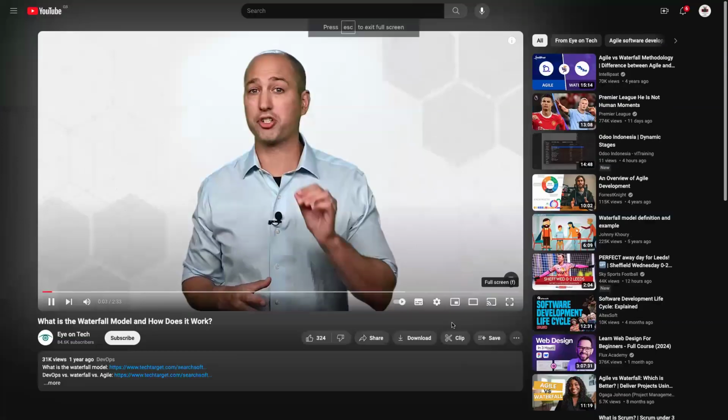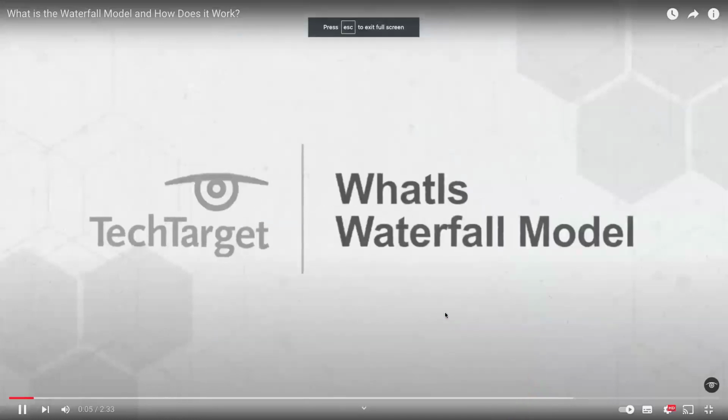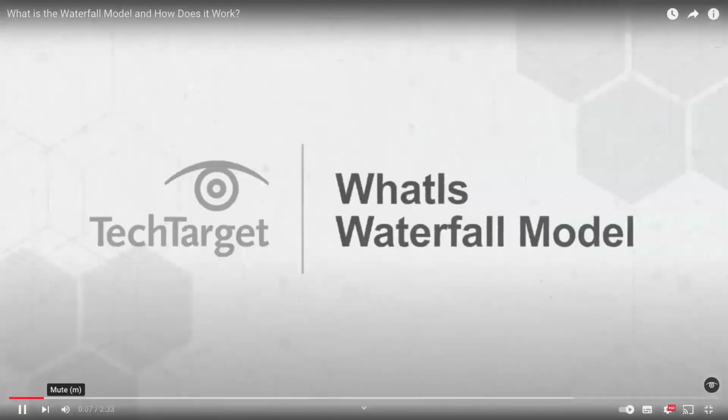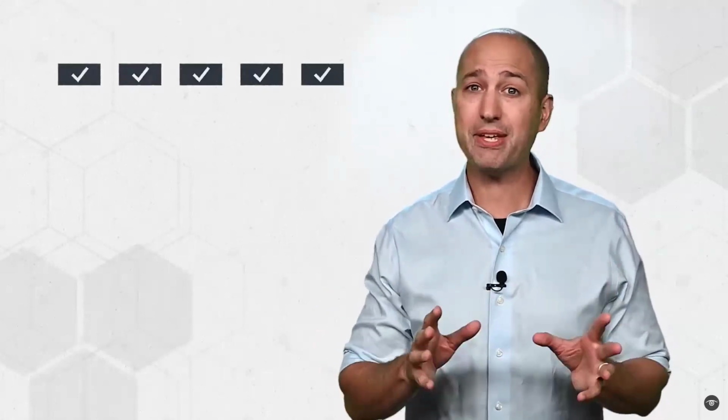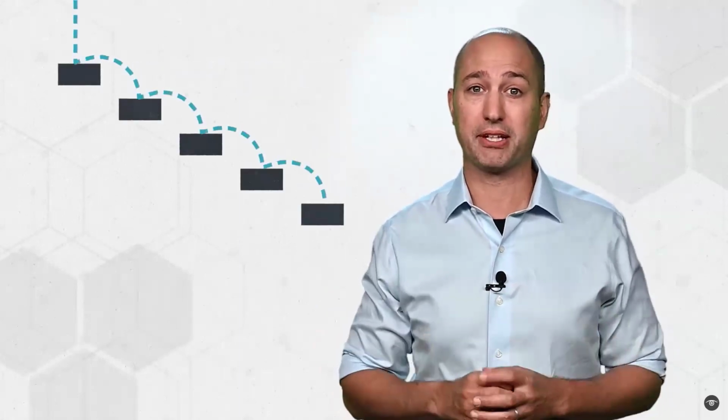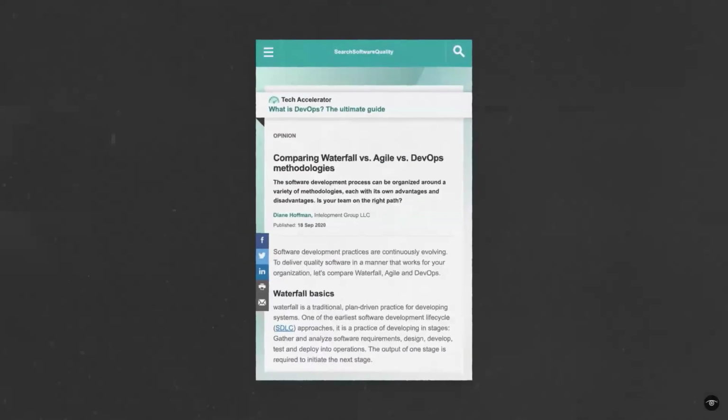Waterfall approach to project management. The waterfall method is a linear approach to project management. It emphasizes a logical series of steps where one phase can't begin until the previous phase has been completed, like a waterfall. Click the link above or in the description below to learn how waterfall stacks up against other methodologies like Agile and DevOps, and hit the button in the corner to subscribe for more videos on all things business tech.